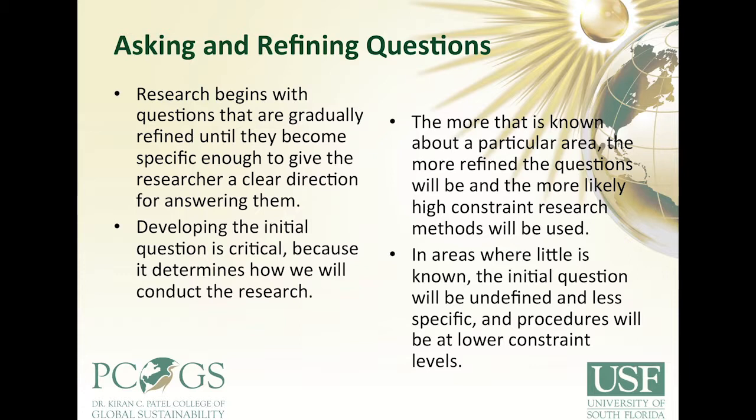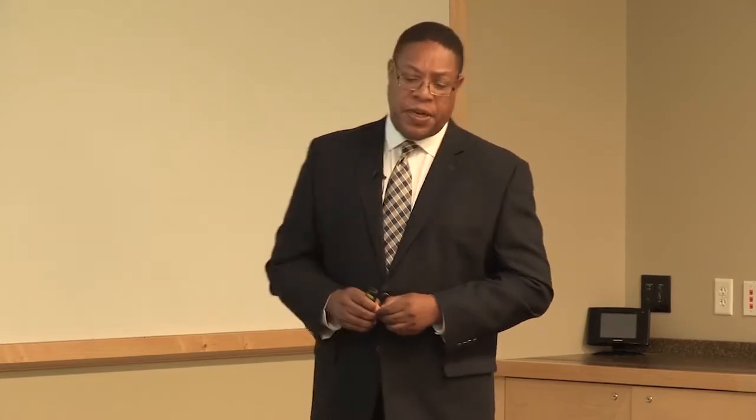The more that is known about a particular area, the more refined the questions will be, and the more likely high constraint research methods will be used. And this is basically saying that when you're a specialist in your field, you tend to ask more specific, poignant questions because you know enough about what you want to know to ask very concise questions.